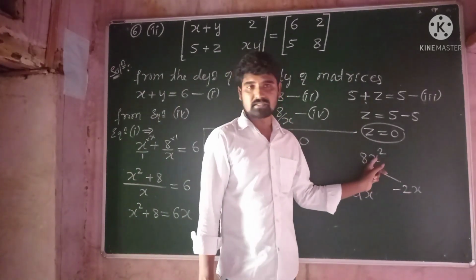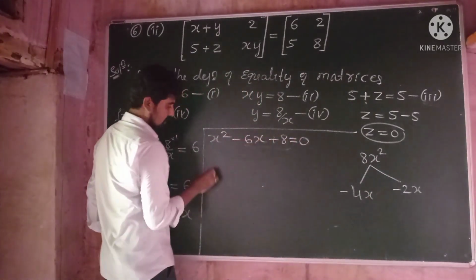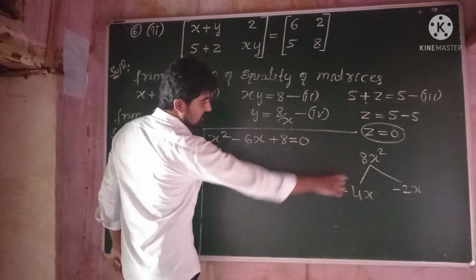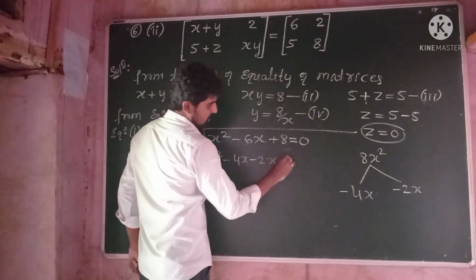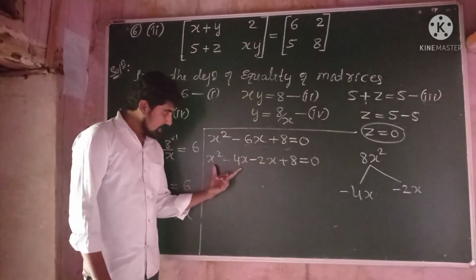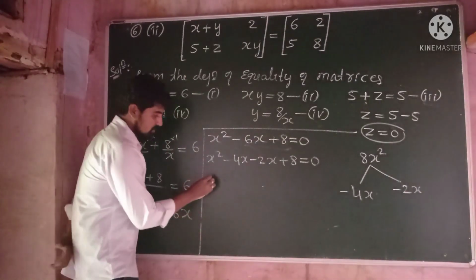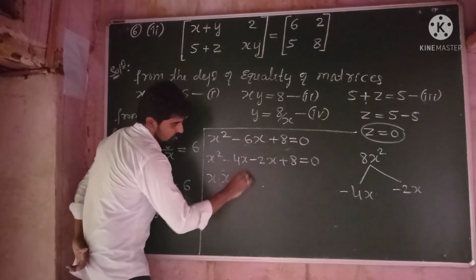Therefore this quadratic equation can be written as x square minus 4x minus 2x plus 8 is equal to 0. Now in the first two terms we may take x as common here. So x, the remaining terms are x minus 4.